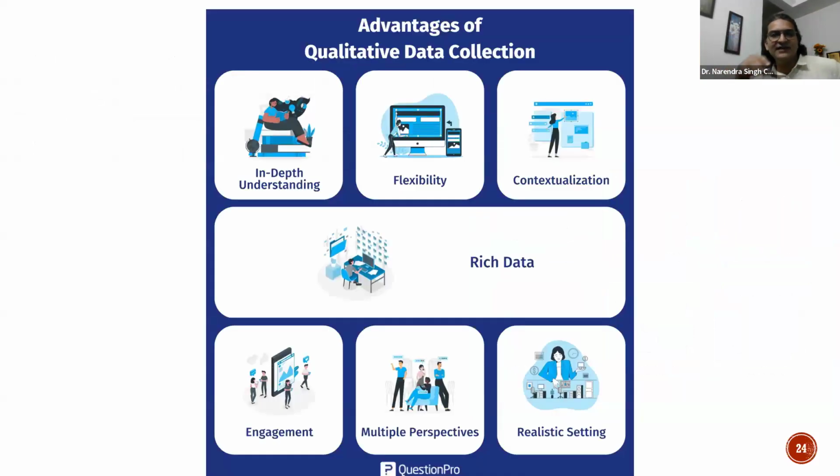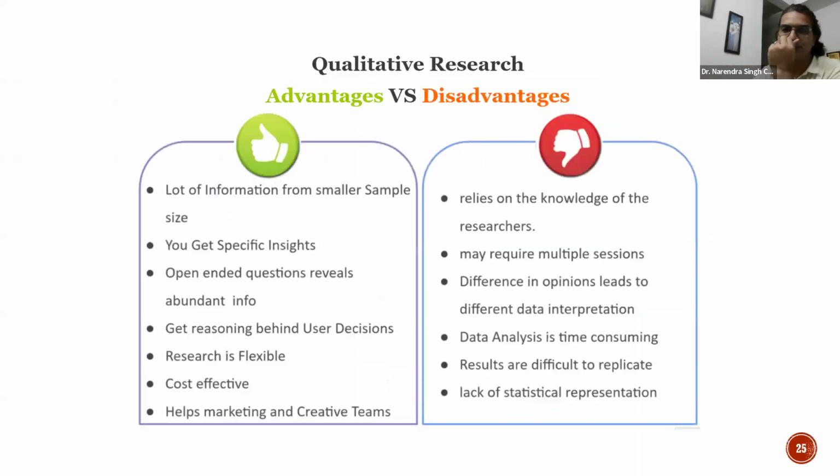So these are the advantages of data collection. You can say in-depth understanding, flexibility, contextualization can be done. The data is very, very rich. That is the first-hand data. It's primary data that you are collecting. The engagement is very high. And you get so many insights when you're interviewing and collecting the data. Multiple perspectives you are getting from the participant. And the settings are very naturalistic, or realistic in nature. So definitely these are certain advantages when I'm going for quality data collection.